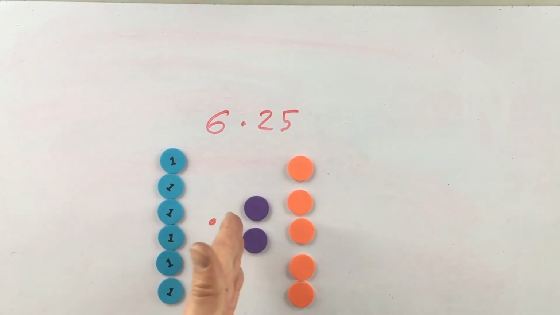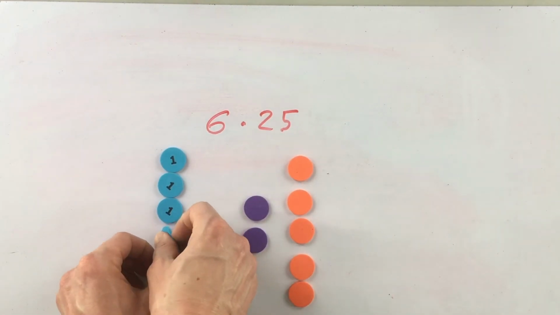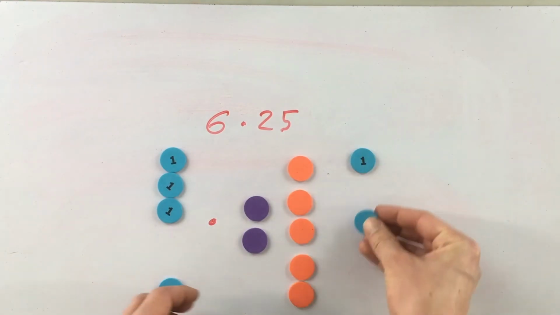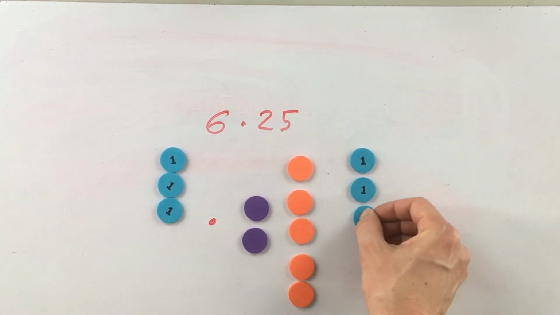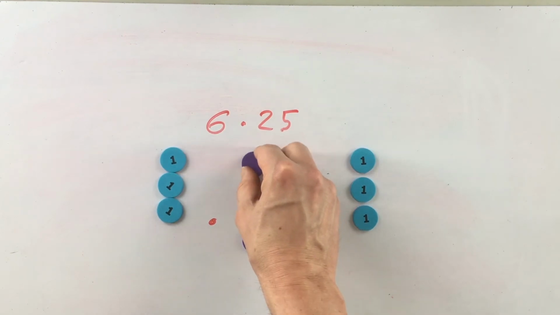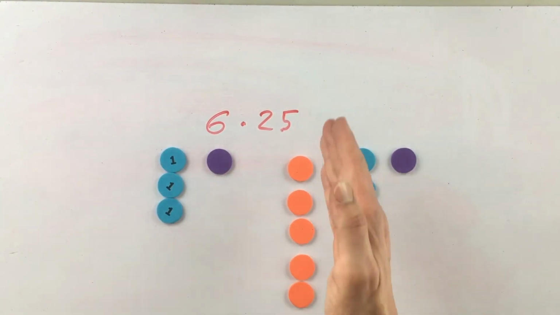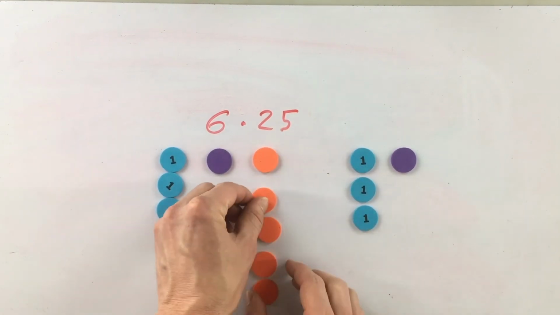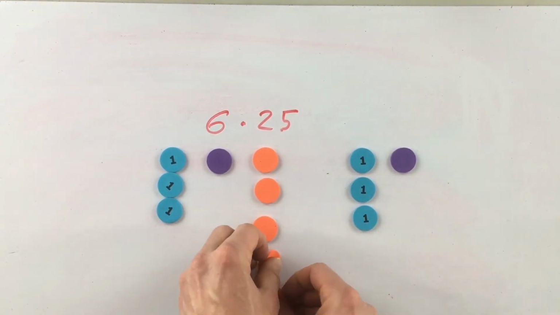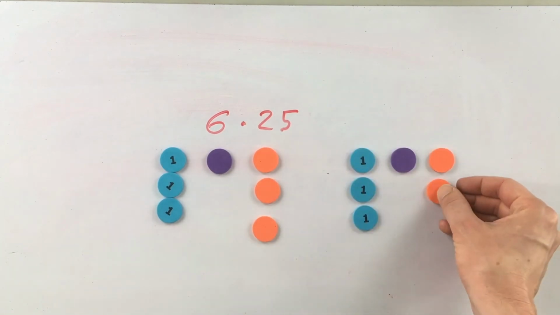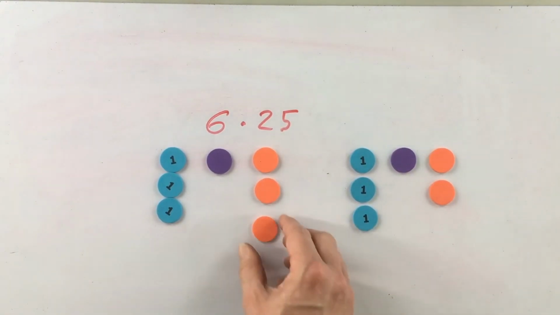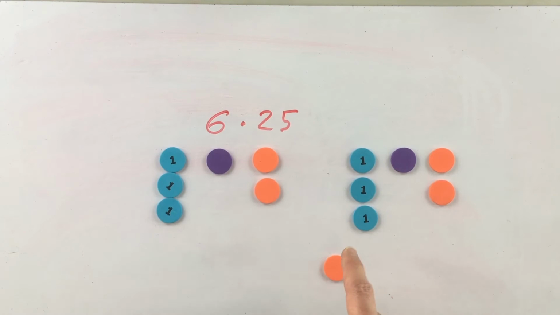So 6.25, 6 whole ones, 2 tenths, and 5 hundredths. And we're going to halve this number. I can halve the 6 easy enough. I can halve the tenths very easily as well. Now I'm going to halve 5 hundredths. I could do this by moving those 2 hundredths over here. But I've still got to halve this final hundredth.